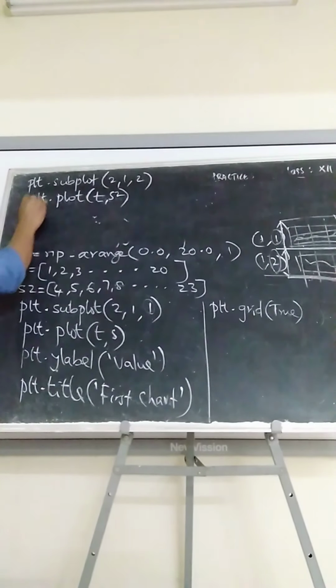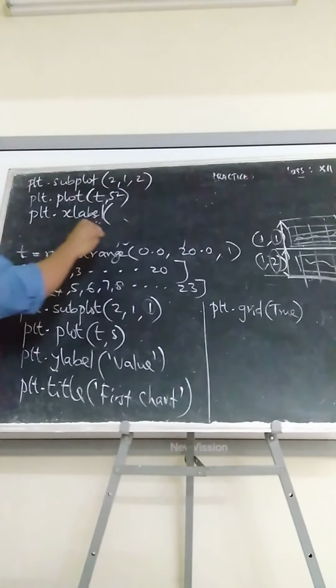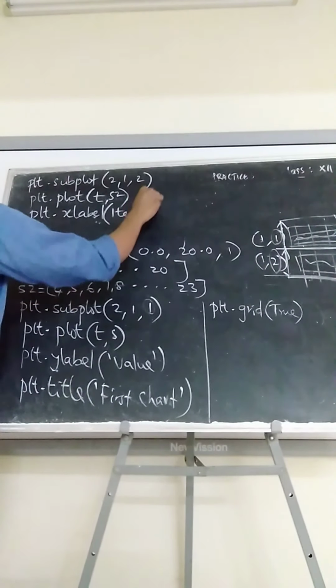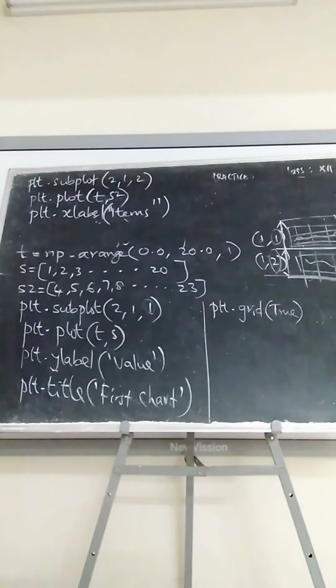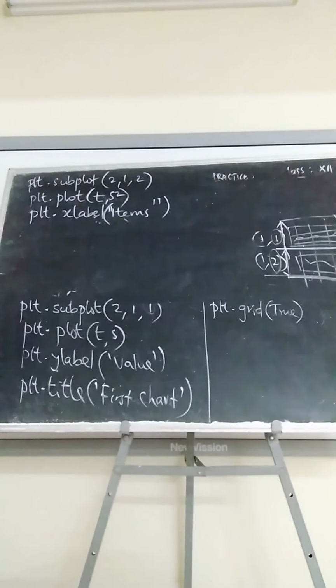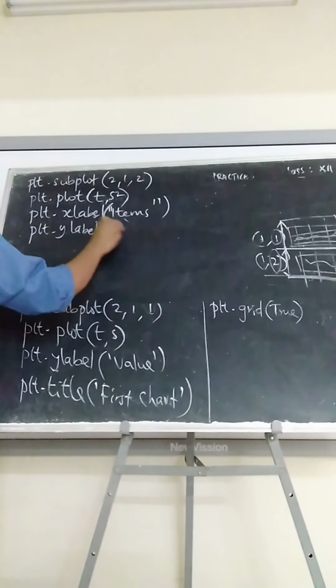Okay. Now for this also we will give labels. Here I will give the x label, items, because labeling of x we need to do only once, because there is only one x axis that is common to both, and y we are splitting into two. plt.xlabel items and plt.ylabel. This is the y label of the second plot. plt.ylabel. Here we will give values.